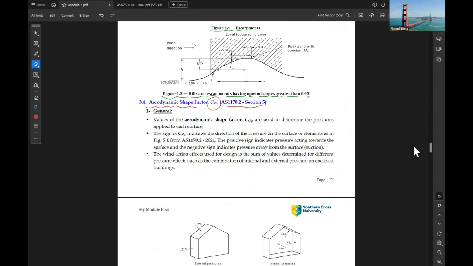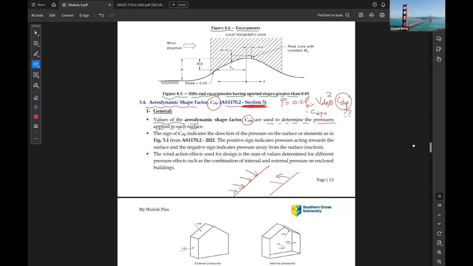Okay, so the C shape factor can be determined using section 5 of the Australian standard. Generally, the values of the aerodynamic shape factor, C shape, are used to determine the pressure applied on each surface. So again, p equals 0.5 rho air V design theta squared times C shape times C dynamic. So C shape will determine the design wind pressure, and as you know, we have two cases for a surface.